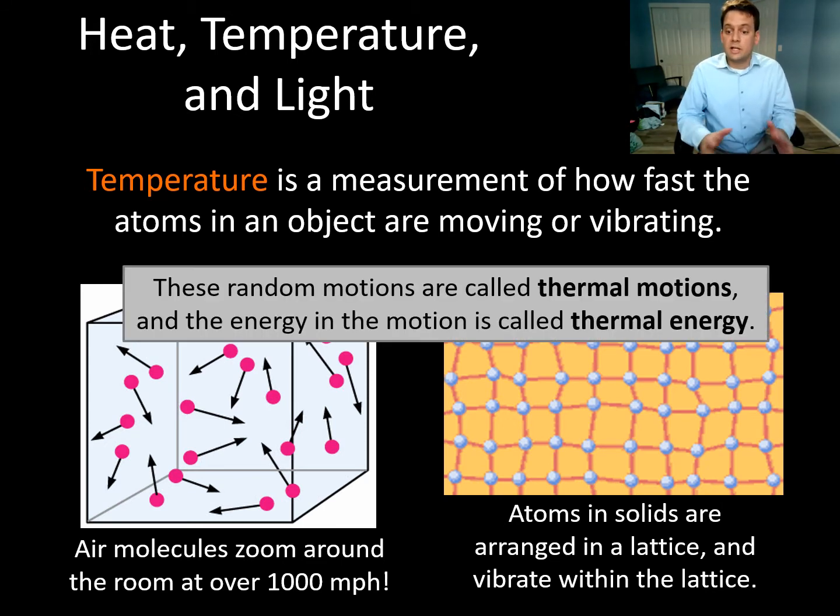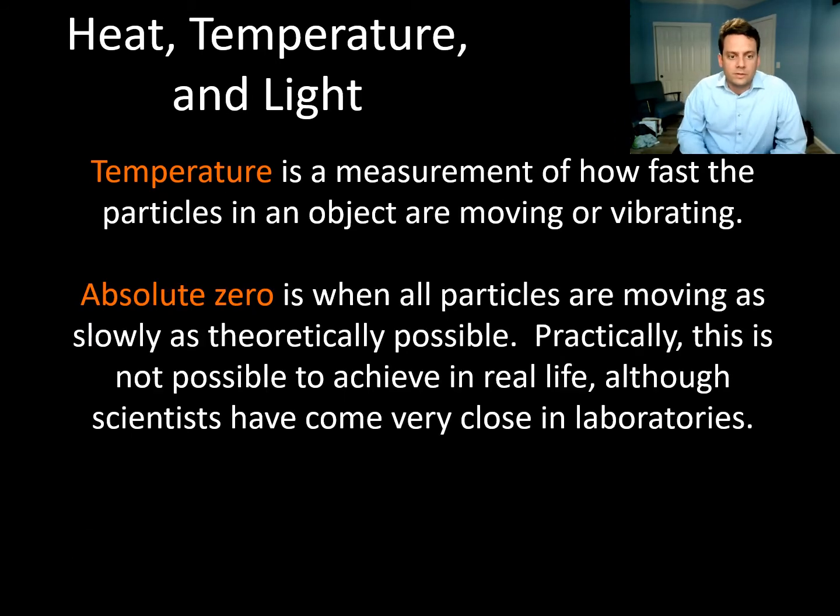So just a couple of terms that I may have already used, but just to be explicit here, the random motions that I've just mentioned are called thermal motions, and the energy in that motion is called thermal energy. Now that we've defined the notion of temperature in a precise way, the next term that I want to introduce is one that I have already alluded to, at least in passing, in the last couple of slides, and maybe even earlier in the course, and that's the concept of absolute zero.